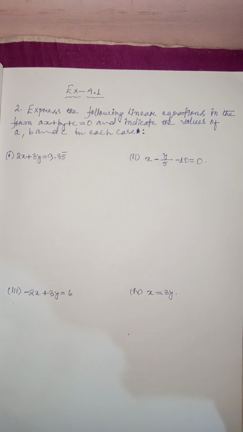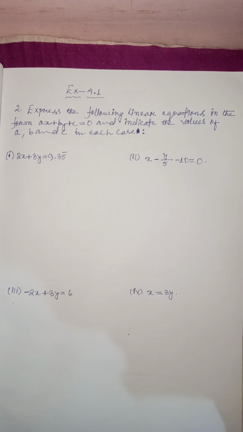And after that, we'll compare it with the general equation. Whatever we get, the values of a, b and c, we have to pick them out and write them. So that's the question. Is it clear to all of you?